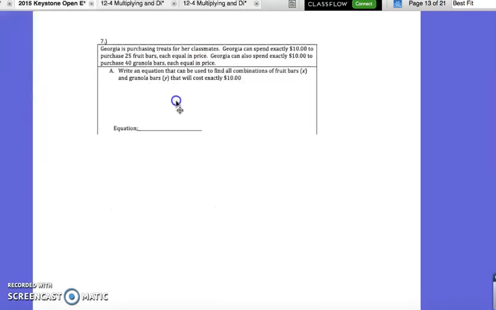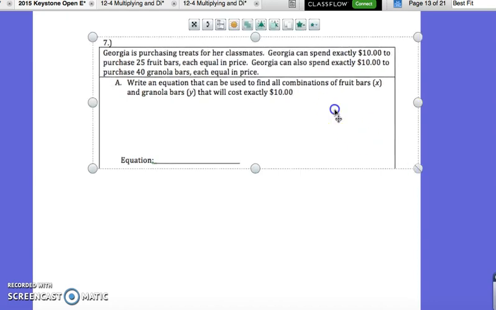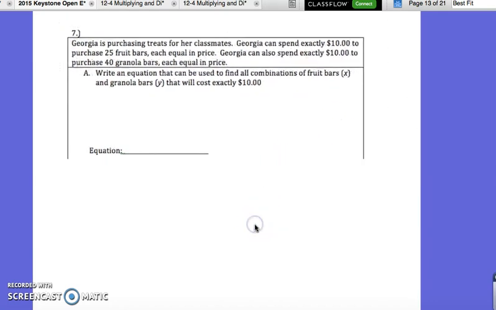Number 7, Georgia is purchasing treats for her classmates. Georgia can spend exactly $10 to purchase 25 fruit bars, each equal in price. Georgia can also spend exactly $10 to purchase 40 granola bars, each equal in price. We need to write an equation that can be used to find all combinations of fruit bars X and granola bars Y that will cost exactly $10.